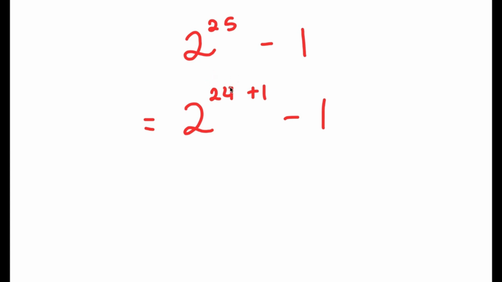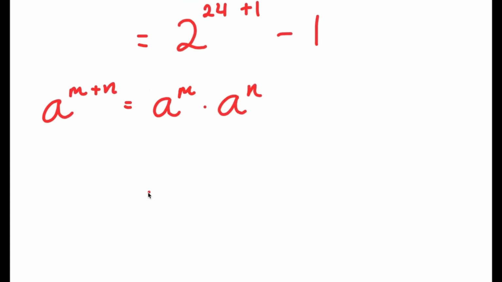And the reason I'm rewriting 25 as 24 plus 1 is so now I can use the property a to the power of m plus n is equal to a to the power of m times a to the power of n. So 2 to the power of 24 plus 1 is going to equal 2 to the power of 24 times 2 to the power of 1 minus 1.